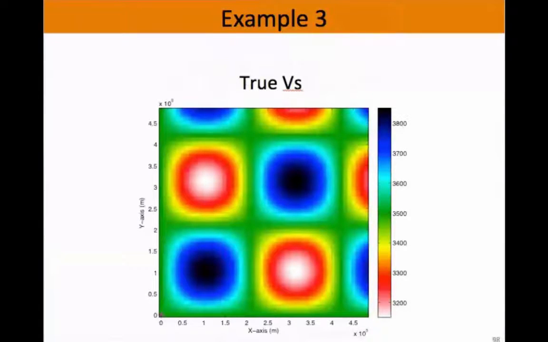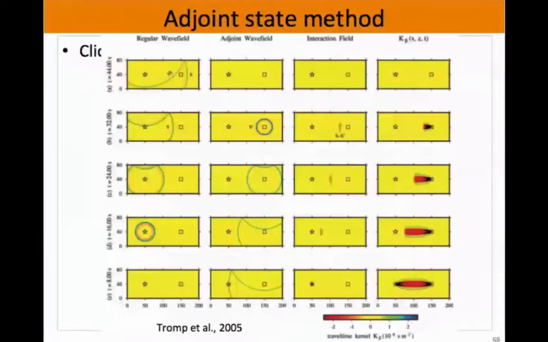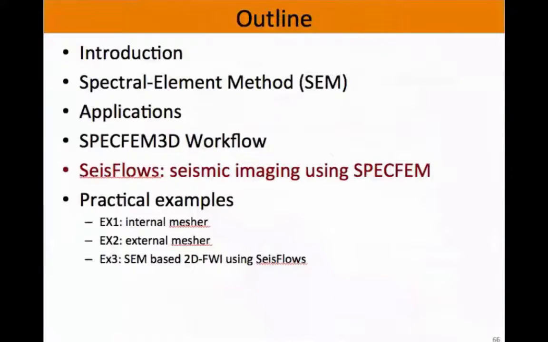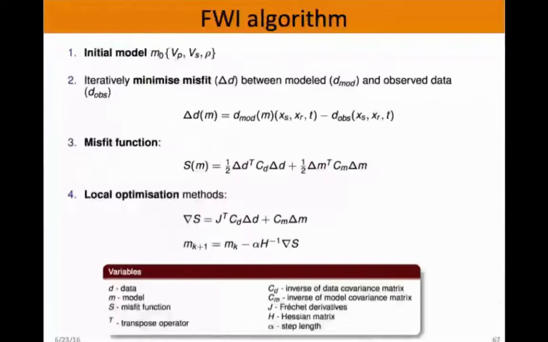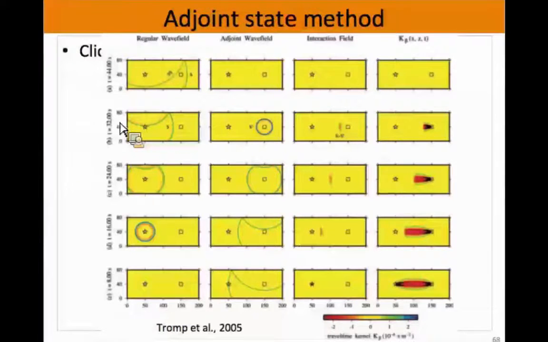For SeisFlows, as I say, it's designed to perform imaging using SPECFEM, and for the full waveform inversion algorithm, the main idea is to iterate and refine the model one iteration after another. This is the main idea of the adjoint state method.